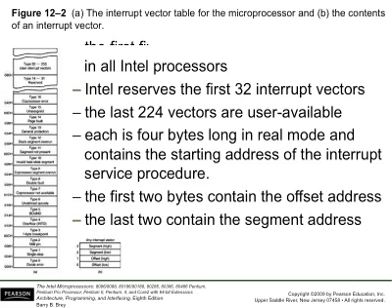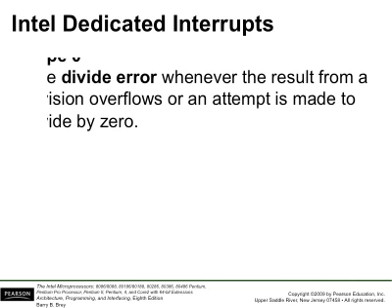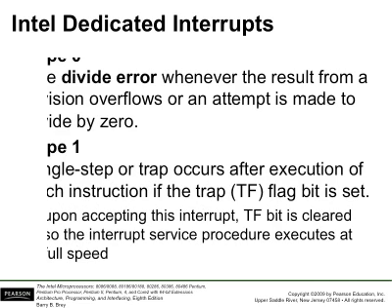In the next few slides, we're going to talk about some of the typical interrupt numbers used by Intel processors. Type 0, or interrupt number 0, is the divide error that's coming from a division overflow or an attempt made to divide by 0. Type 1 is the single step or trap, which occurs after executing each instruction if the trap flag is set.